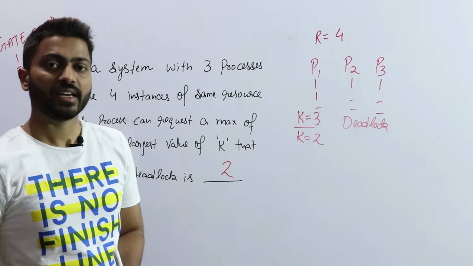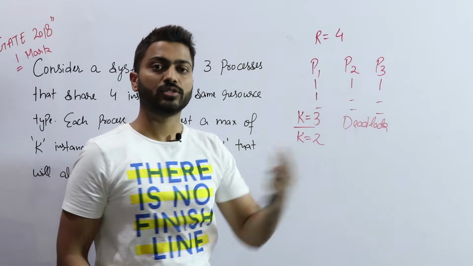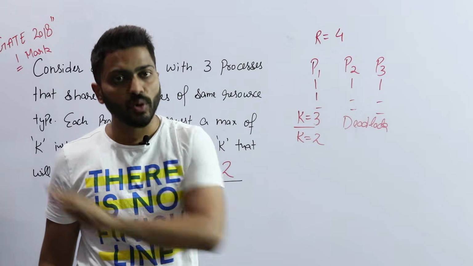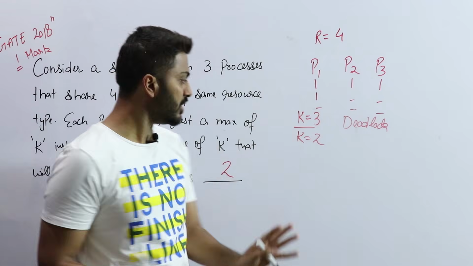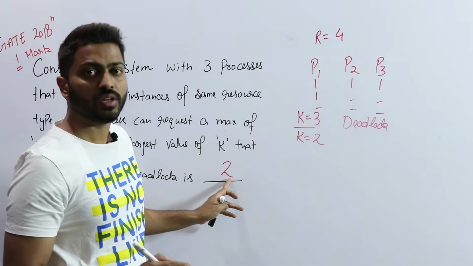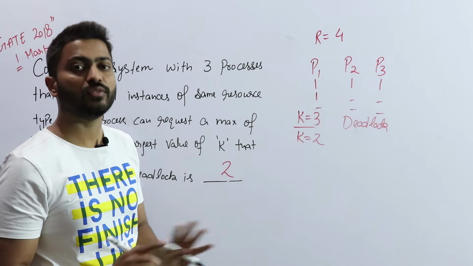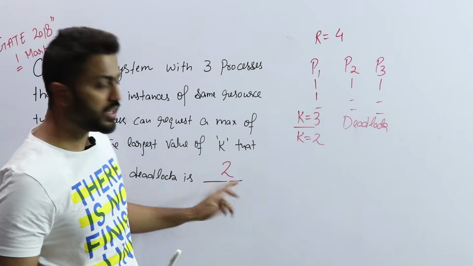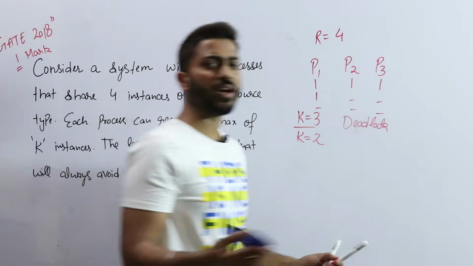If I take the demand of each process as 2, then there is no case in which a deadlock can occur. If I take the demand as 2, all the cases will be deadlock free. We can say all the cases will be free from deadlock. So the answer should be 2. Let's find some other way. This is a manual method.